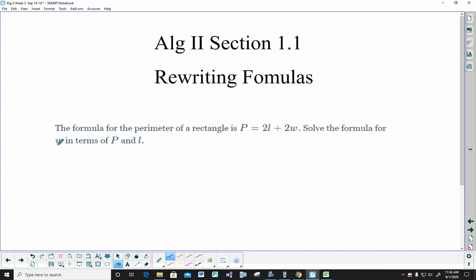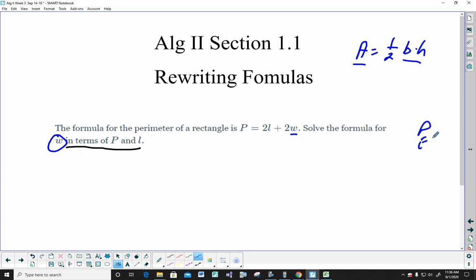Solve the formula for W in terms of P and L. Okay, when it says that, let's go even simpler. Area is 1/2 base times the height. This is a formula for the area of a triangle in terms of B and H. In terms of just means what are the variables that are on the other side of the equation. That's all in terms of means. Okay? Solve the formula for W. So I want to get W all by itself.